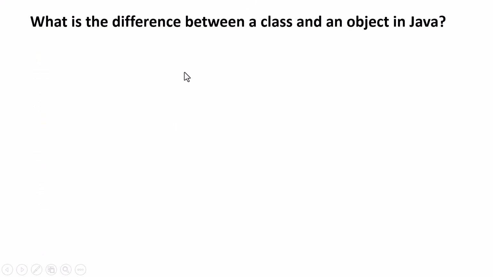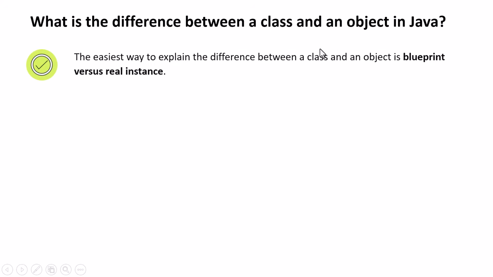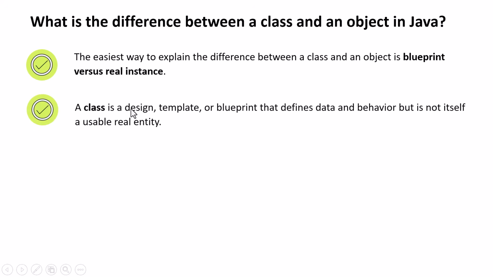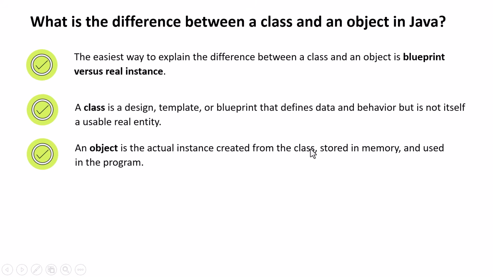Next question. What is the difference between a class and an object in Java? This is one of the most common beginner interview questions in Java OOP. The easiest and best way to explain it is by using the idea of blueprint versus real instance. A class is a design, template, or blueprint. It defines what kind of data and behavior objects of that type will have, but it is not the actual usable entity itself. An object is the actual instance created from the class.